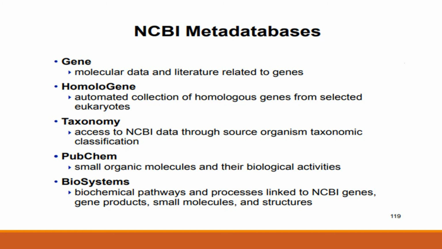In NCBI, there are some metadatabases like Gene, for molecular data and literature related to genes. HomoloGene is related to an annotated collection of homologous genes from selected eukaryotes. Similarly, the taxonomy database is related to organism taxonomic classification. PubChem is related to small organic molecules and their biological activities. And the last one is BioSystems. It relates to biological chemical pathways and processes linked to NCBI genes and gene products, small molecules and structures as well.